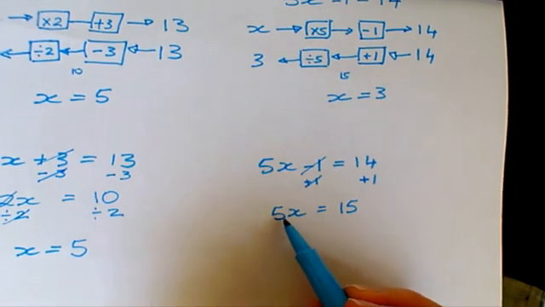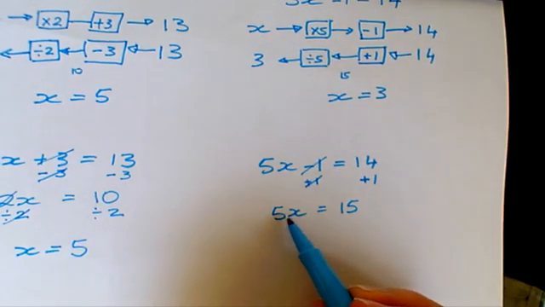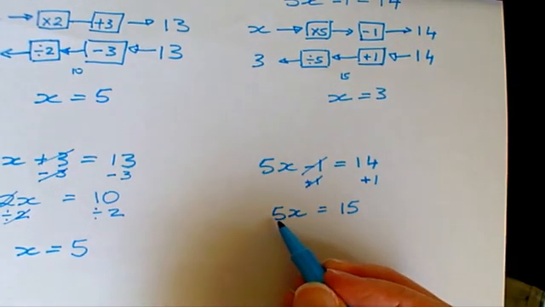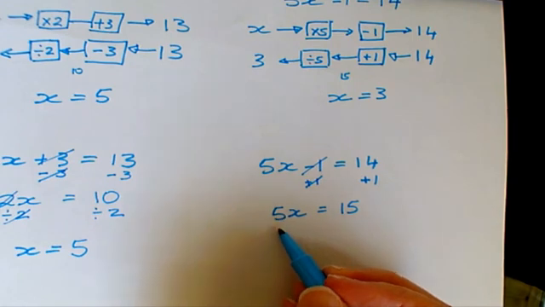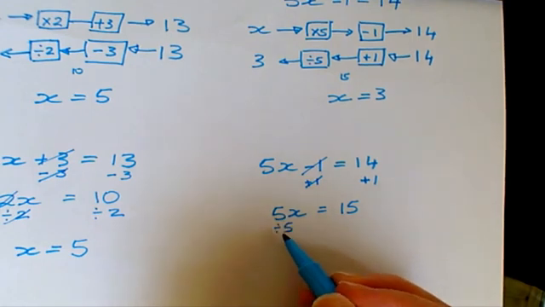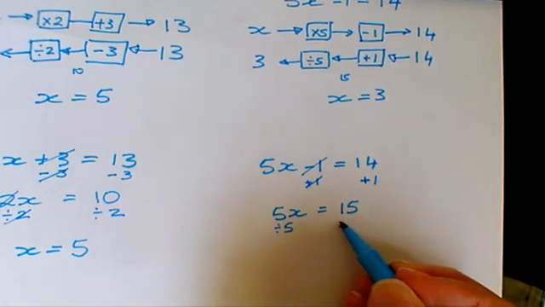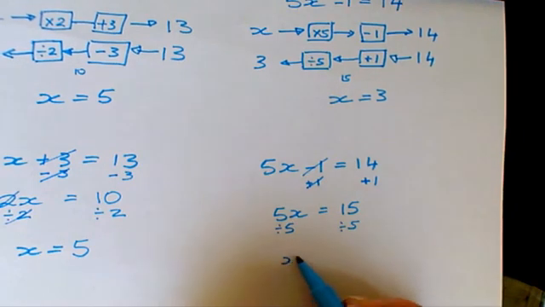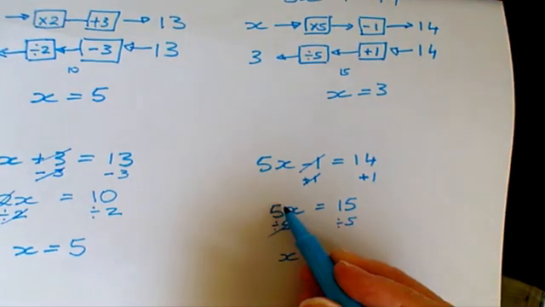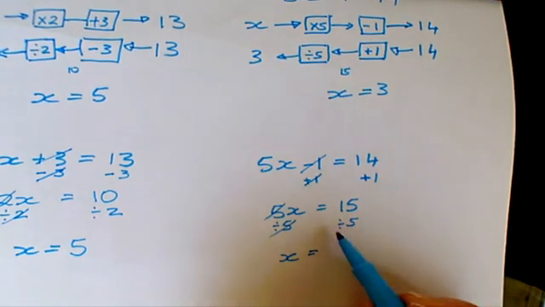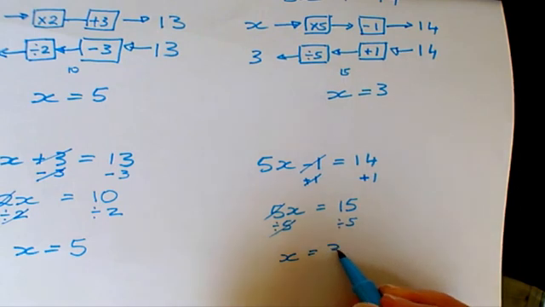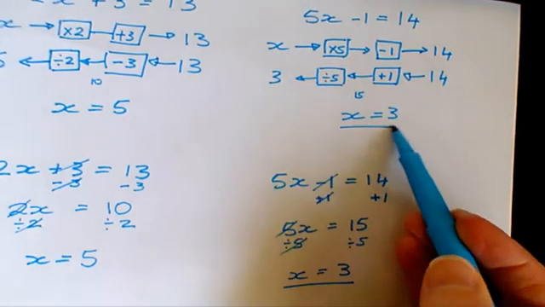My next step, 5 times x. So the inverse of timesing by 5 is dividing by 5. So I'm going to divide by 5 on both sides. I'll have x on this side. That cancels out. 15 divided by 5 is going to give us 3. So you can use both methods again.